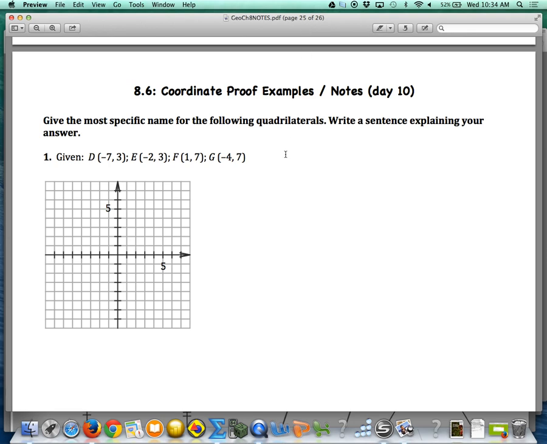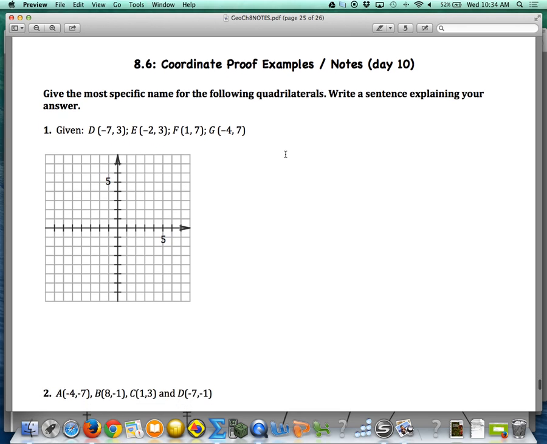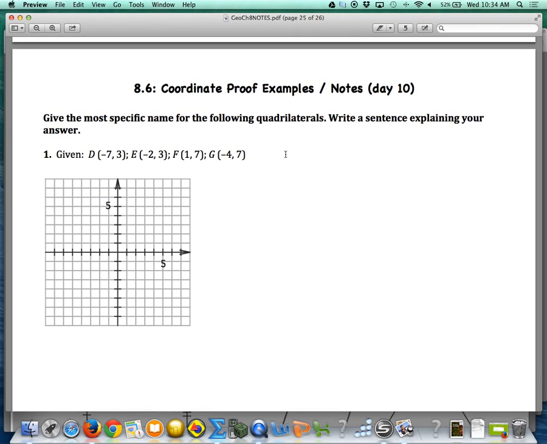So here's the first example that you have. It says, give the most specific name for the following quadrilaterals. Write a sentence explaining your answer. So right now what I would like you to do is please plot the figure.